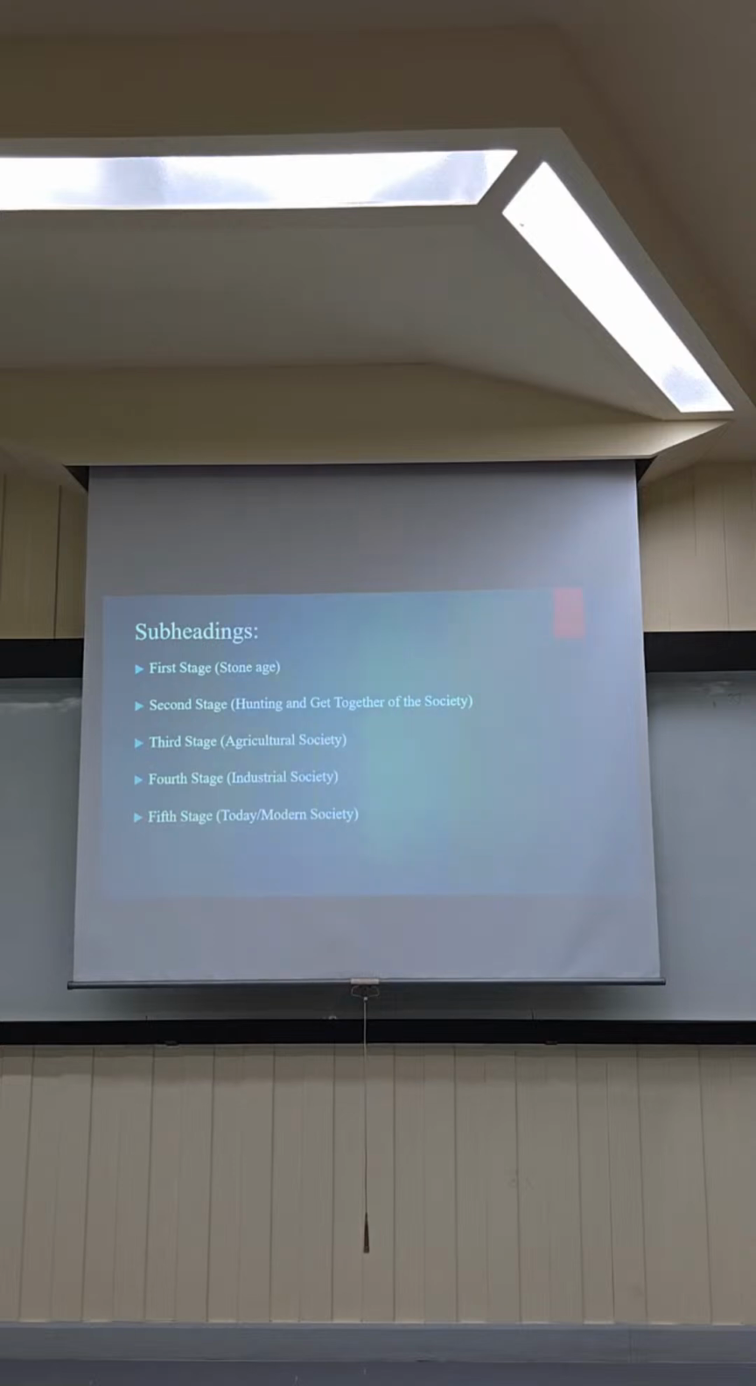So if I got the question correctly, the topic today is origin and development of society. So the keywords here are origin, development, and society. Now, origin refers to the beginning. Development has to do with the transition, and society can simply be referred to as a group of people residing or sharing common values and residing within a community or geographical area.